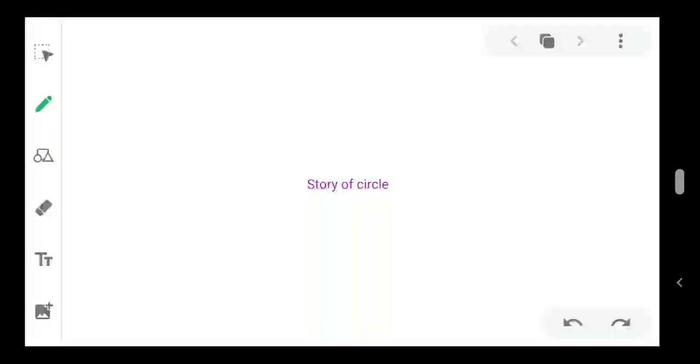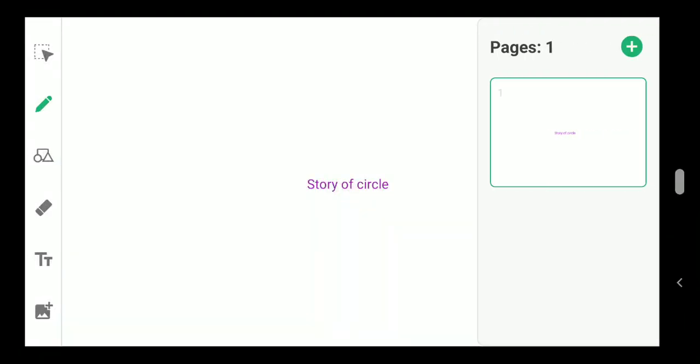Okay, so that we can measure the area of the circle, and this thing you probably will not get in the book, but this thing is very interesting. Okay, so let's get started.